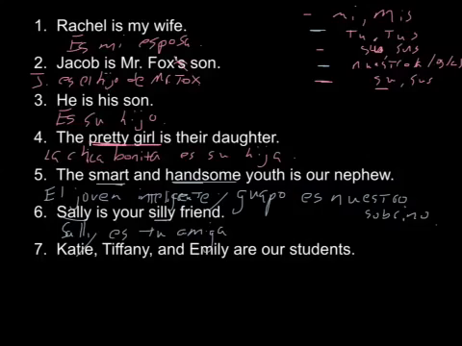Tu amiga tonta. And then Katie, Tiffany, and Emily are our students. So we have 1, 2, 3, and they are girls. So I'm just going to say son rather than writing out the names. So they are our students. So whose students are they? They are the students of us. So it's either nuestro, nuestra, nuestros, nuestras. How many of them are there? There's more than one, so we're going to have an S on the end, and they're all girls, and so it's going to be nuestras estudiantes.